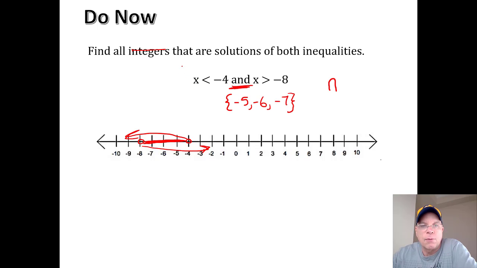Like x is less than -4 would be from -infinity to -4, non-inclusive because it doesn't equal -4. And for x is greater than -8, it would start at -8, go all the way up to infinity. But the numbers that are in both sets are all of the numbers in between -4 and -8.